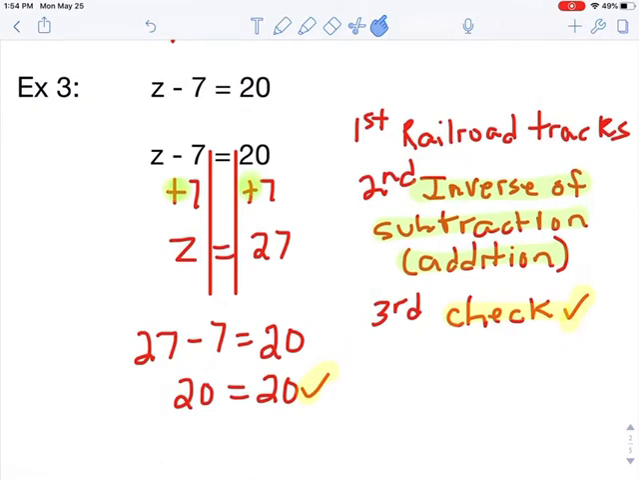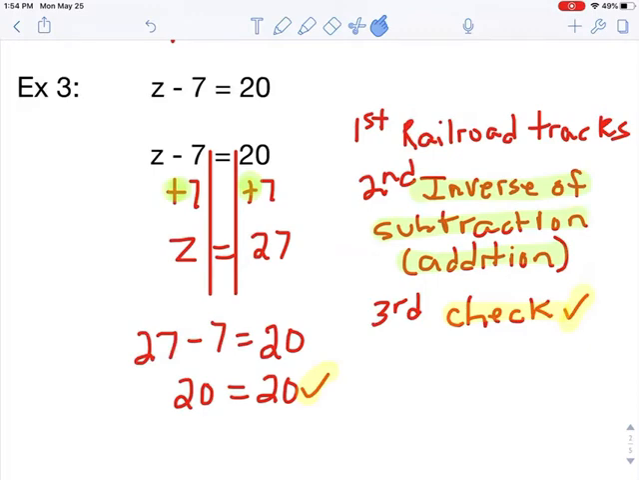Number 3, z minus 7 equals 2. Now notice the variables changed and it's changed to subtraction. We do it the same way, but now we're going to use the inverse of subtraction, which is addition. We're going to add 7 to both sides. So then if I owe $7 and I pay that $7, I owe $0.